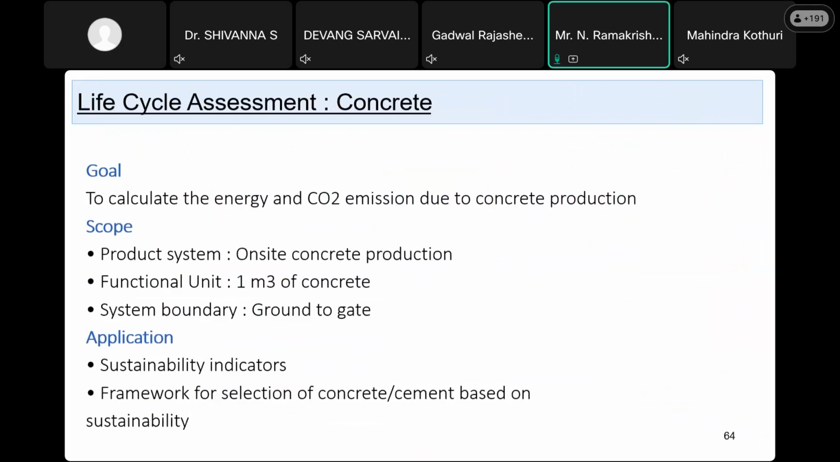So now the goal here is to find out the energy required and CO2 emission due to concrete production. So here you have taken the system boundary as ground to gate. So it is not RMC, it is on-site concrete production. 1 m cube of concrete you are going to take. And what is the use of this? You're going to get the sustainable indicators and to have this final assessment to draw the conclusion.